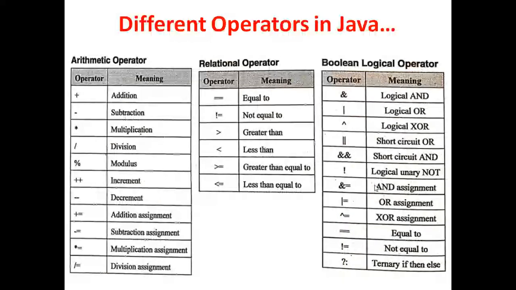Now we'll see the different operators in Java programming, the same as what we have in C or C++. We have arithmetic operators, that is addition, subtraction, multiplication, division, increment, decrement, etc. Relational operators we have are equal to, not equal to, greater than or equal to, less than or equal to, etc. In Boolean or logical operators we have logical AND, logical OR, logical XOR, not, etc.